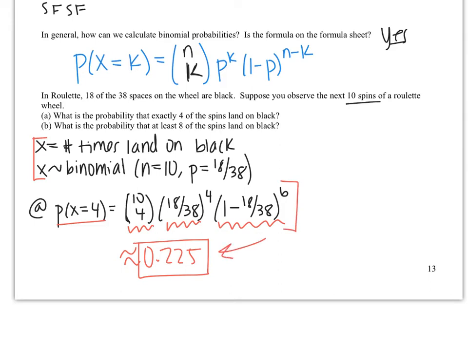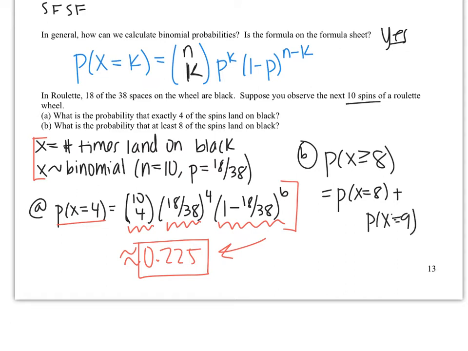So if we do B now, what is the probability that at least 8 of the spins land on black? So I want the probability that x is greater than or equal to 8. So in this case, you're going to have to calculate the probability that x equals 8, probability that x equals 9, and the probability that x equals 10. So I don't expect to see the formula 3 times. If you show it to me once, like you already did in part A, that's enough, and now you can just go to the calculator.